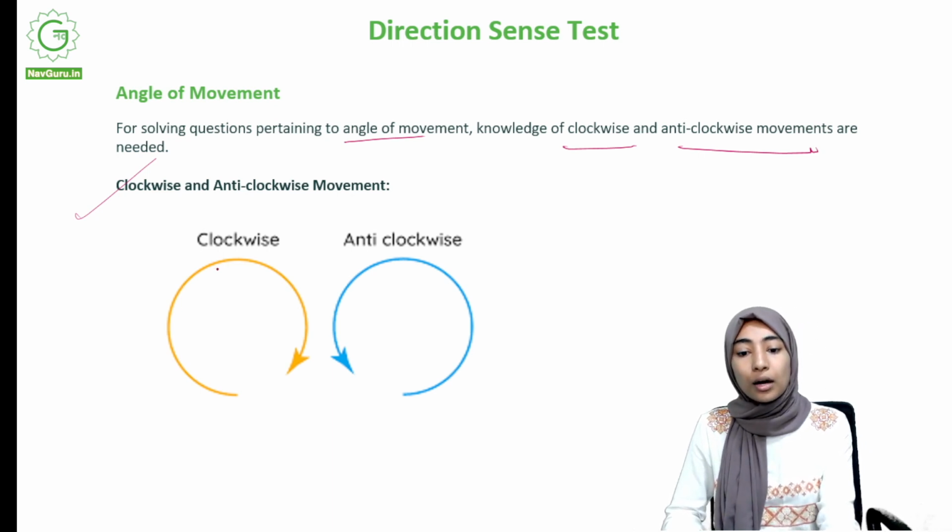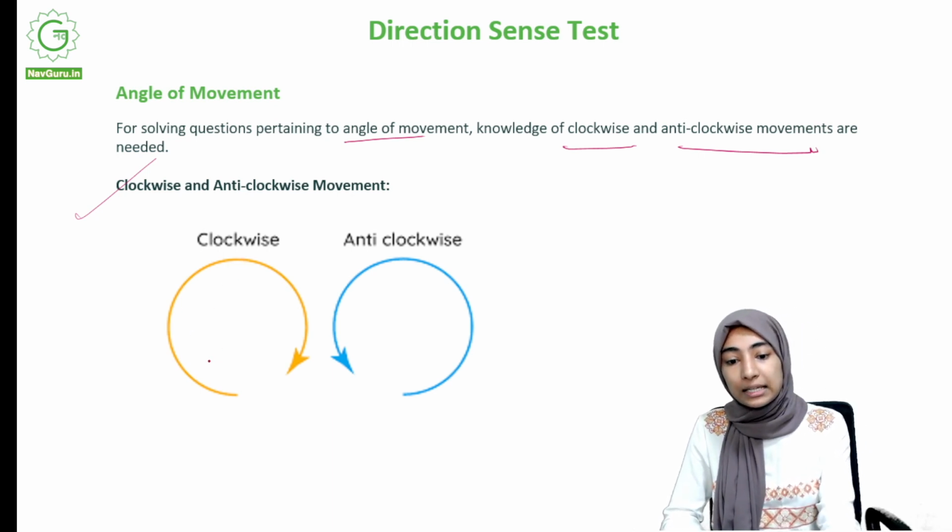So clockwise is basically the movement that is of this sort. The arrow faces like this, basically go like this.